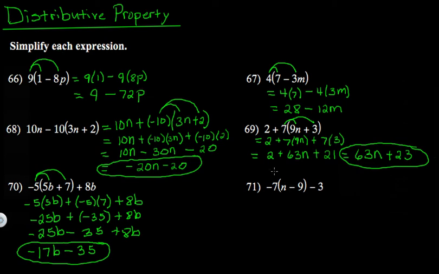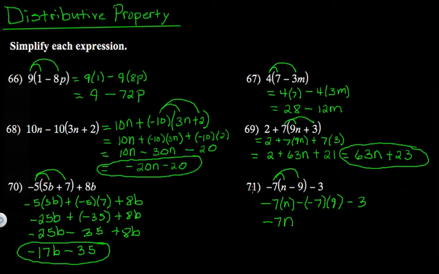And the final problem, number 71. So we're going to distribute the negative 7. We're going to multiply it times each of the terms inside of the parentheses. And that gives us a negative 7 times n minus a negative 7 times 9 minus 3. All right, so negative 7 times n is just negative 7n.